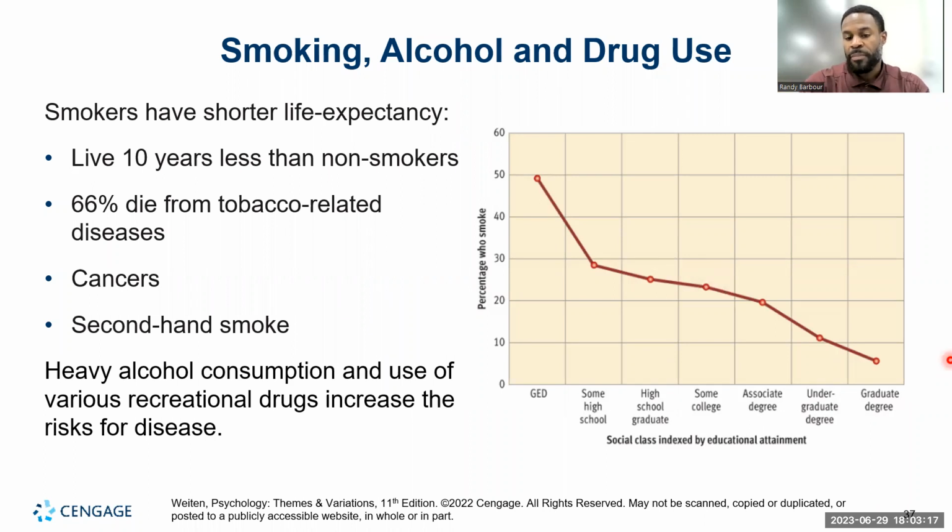And again, that's kind of the social class index, right? Those who have lower income are going to be higher smokers versus those who have higher income. Those who have higher income don't have as many health impairing behaviors.